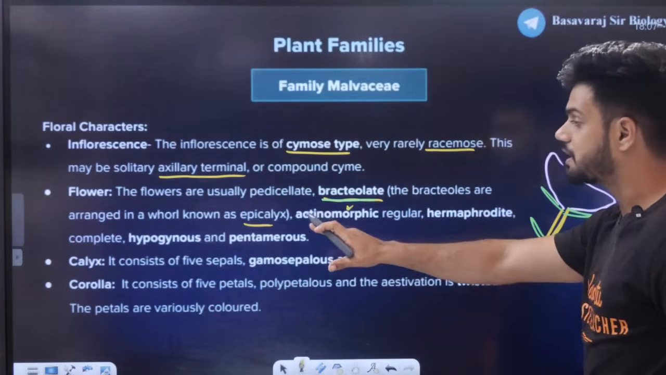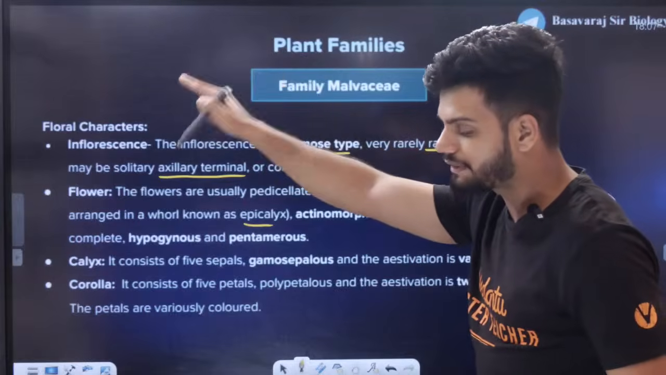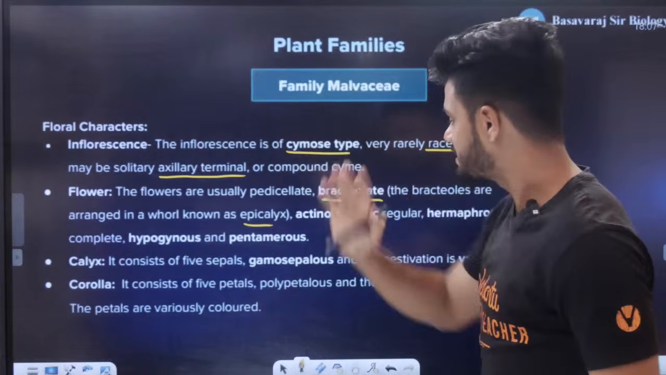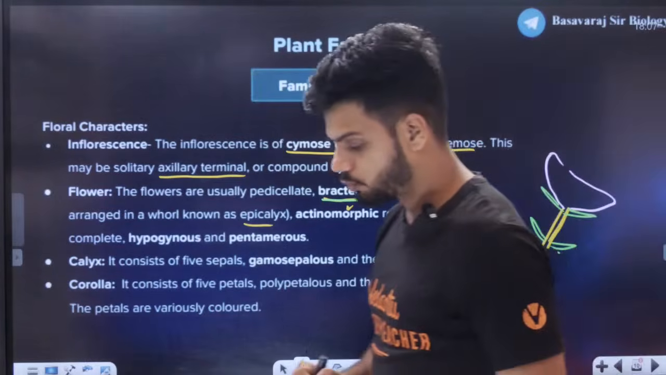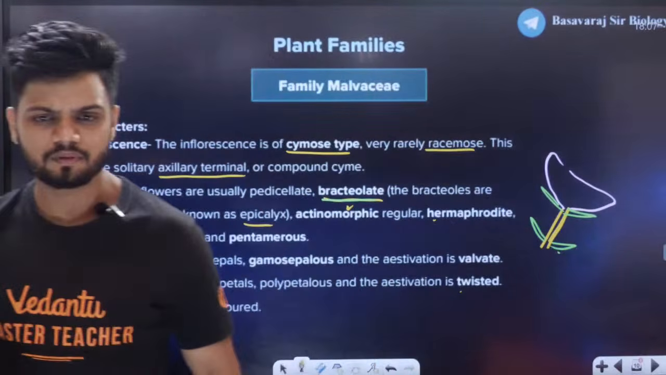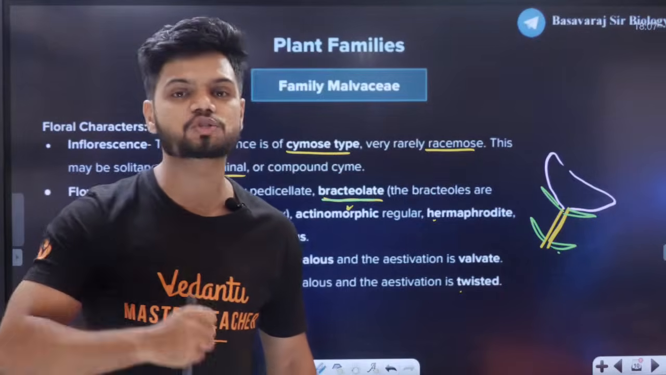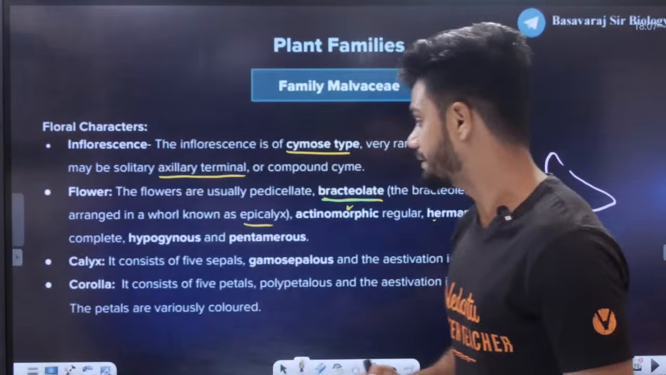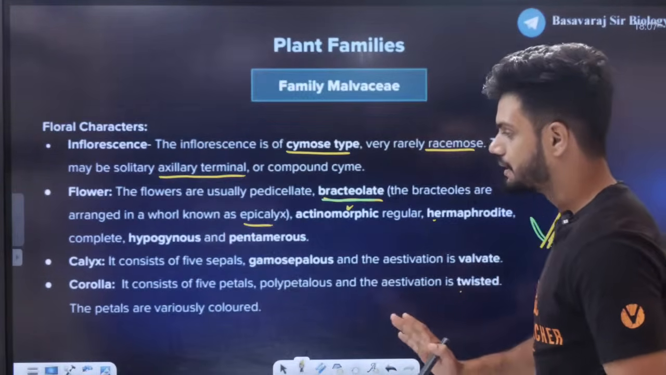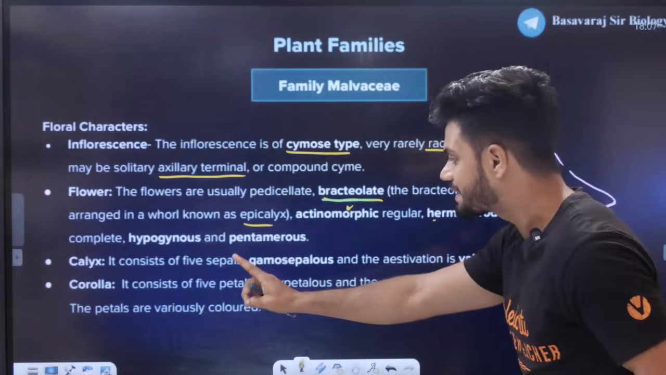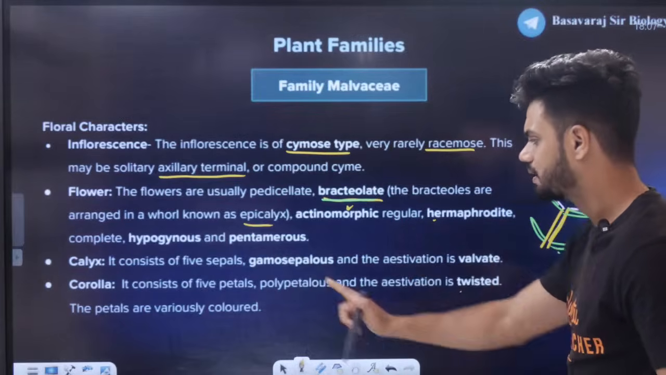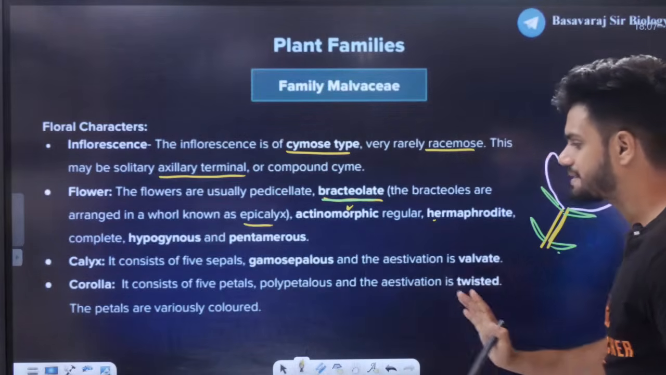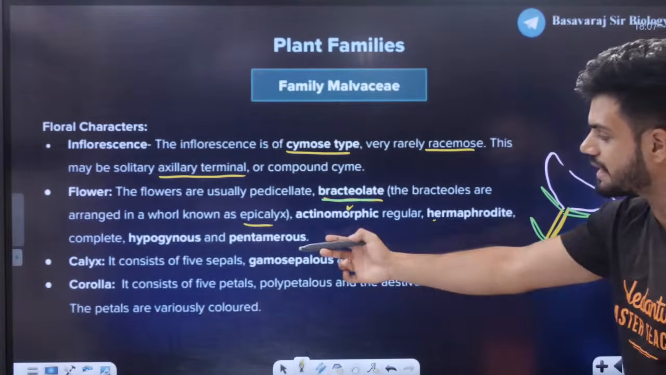Actinomorphic arrangement, very important. Your zygomorphic in the case of your Fabaceae, actinomorphic here. Hermaphrodite means what, students? What is the meaning of hermaphrodite? Hermaphrodite means bisexual condition. Hypogynous, pentamerous. Now here, students, calyx 5, petals 5, sepals 5. Very simple. Gamosepalous, polypetalous. Okay. Poly means free, gamo means fused.